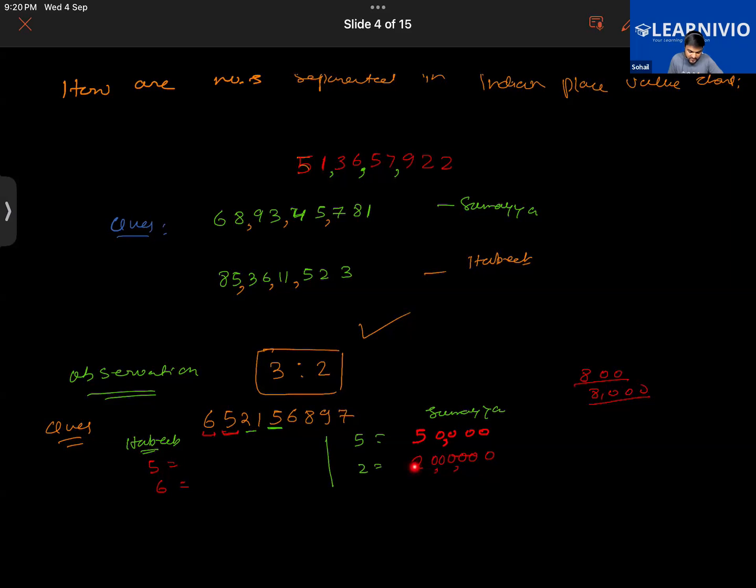Good. What is the place value of 2 here? Is it 10,000? How can it be 10,000? 10 lakh. No, 20, not lakh. 20 lakh. Okay. And this one is? The previous one? The first one, 5 1. That's 50,000. The 5 1 is 50,000.